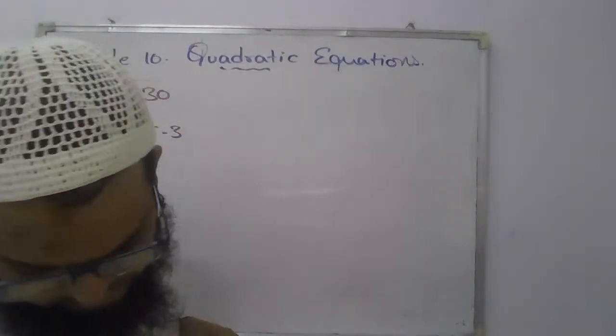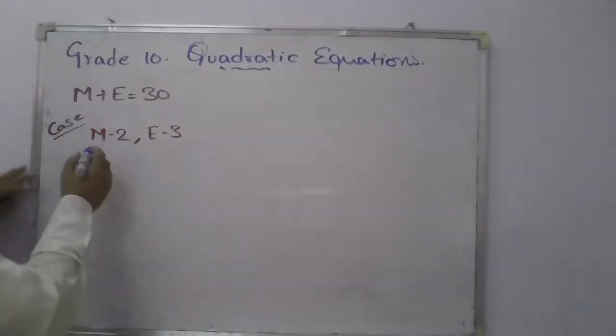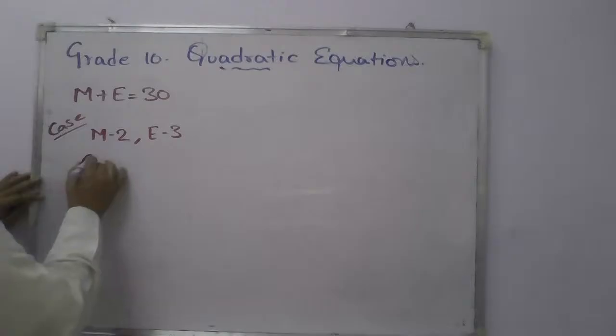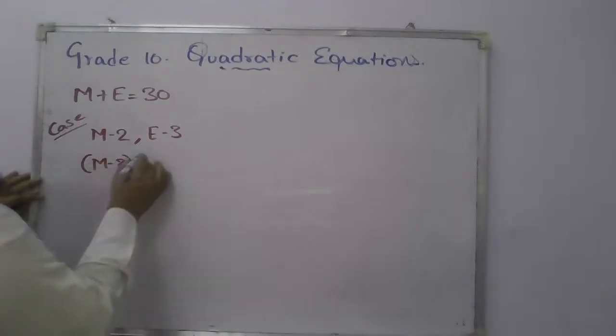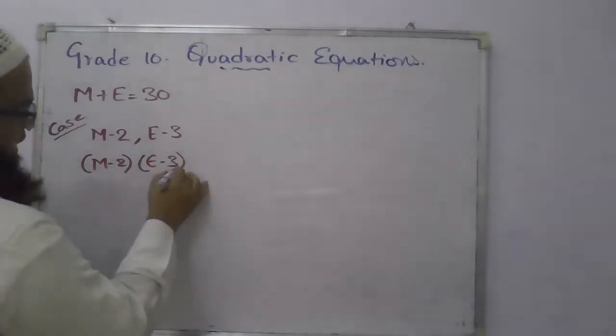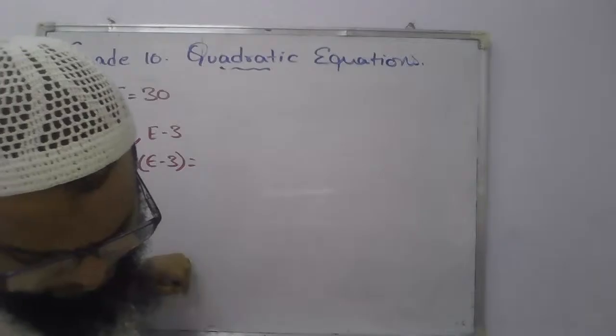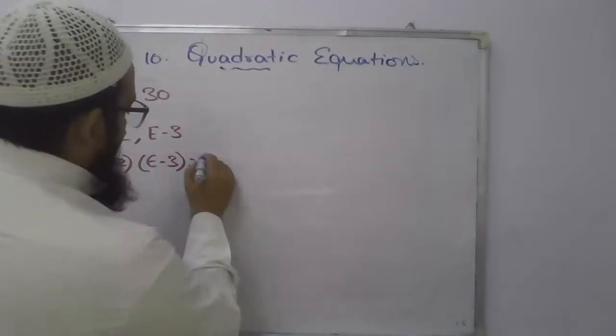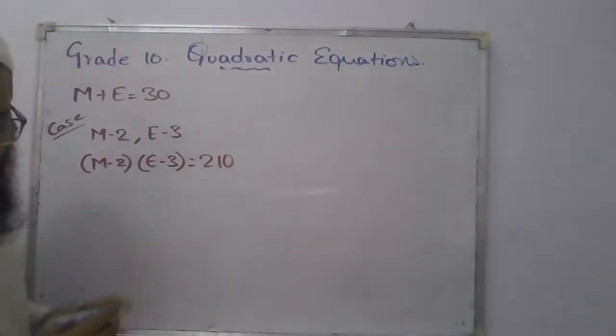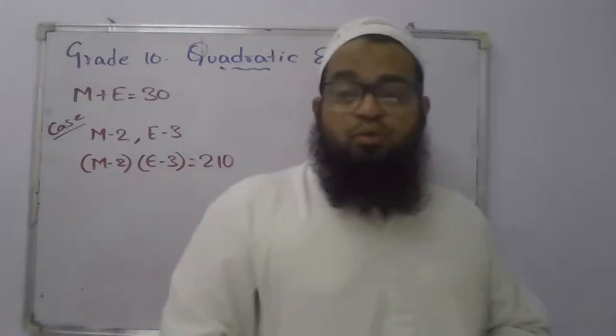So then what is he telling? The product of their marks. That means the product is equal to (m minus 2) into (English minus 3), which is equal to 210. Find the marks in the two subjects.